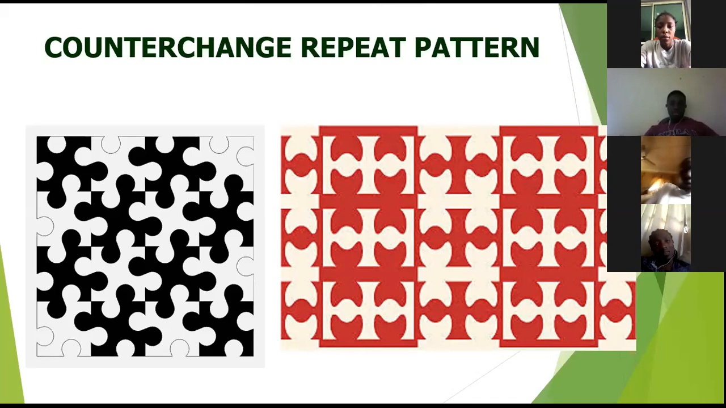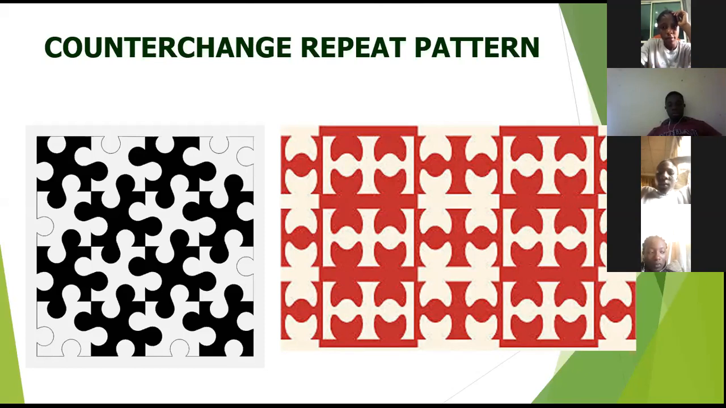That's counter change. Then the other one, you check the picture at your left hand side. The background is ash, not pure white. It's ash color. Then the motif is black. So there are some boxes where the motif is white while the background is black, while in some boxes the background is black while the motif is white. Do you understand? Yes, sir. That's counter change repeat pattern.